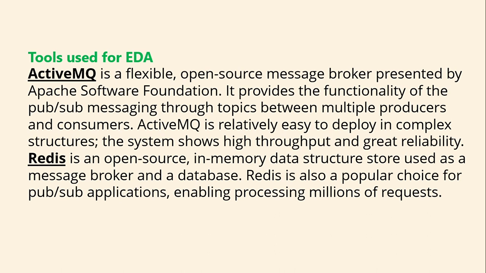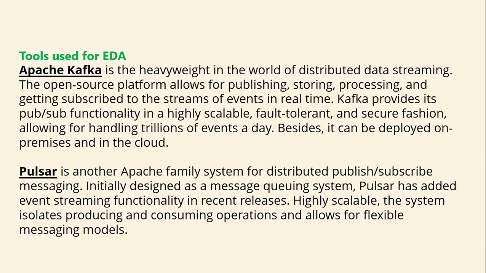Now what are the different tools that we use in this event-driven architecture? We can use ActiveMQ. It is a flexible open source message broker presented by the Apache Software Foundation. It provides the functionality of PubSub messaging through topics between multiple producers and consumers. ActiveMQ is relatively easy to deploy, even for a complex structure. The system shows high throughput and great reliability. The next tool that we can use is Redis. Redis is an open source in-memory data store which is used as a message broker and database. Redis is also a popular choice for PubSub applications, capable of processing millions of requests.